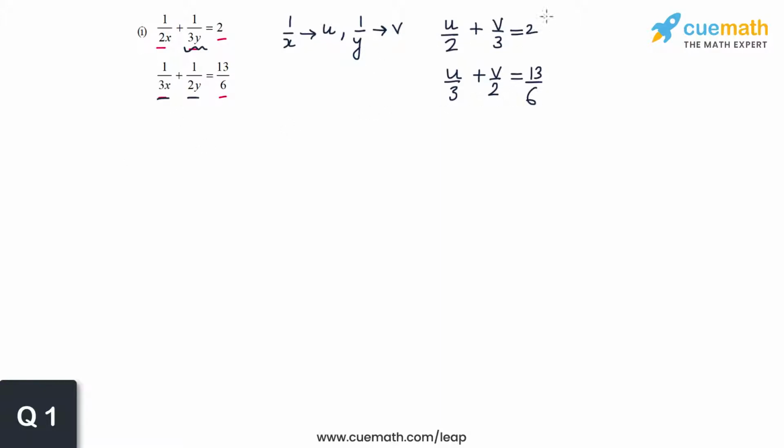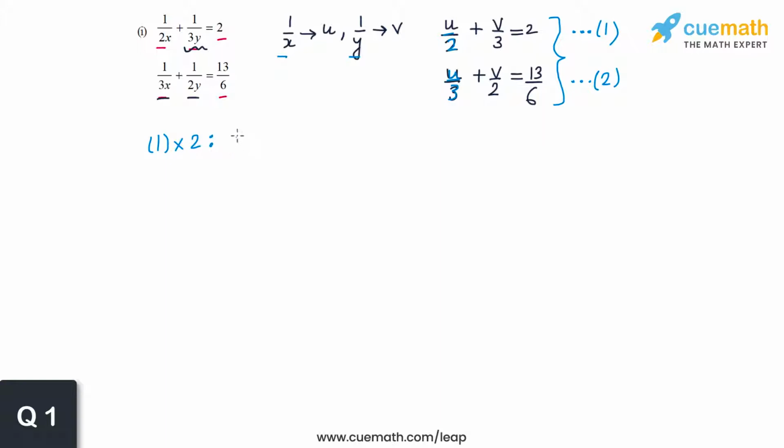Now this pair of equations is a pair of linear equations in u and v, in the new variables u and v. So let's solve this pair, find out the values of u and v, and from there we can find out the values of x and y. So let's use elimination to solve this pair of equations. Let's call this equation 1 and let's call this equation 2. So we have u/2 and we have u/3 in the second equation. So let's multiply the first equation by 2.